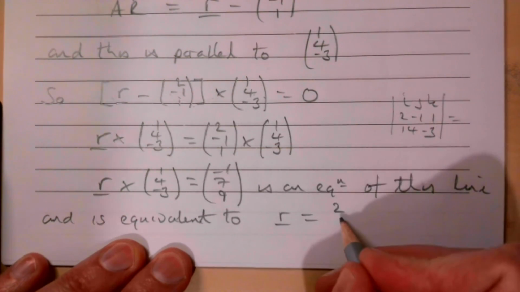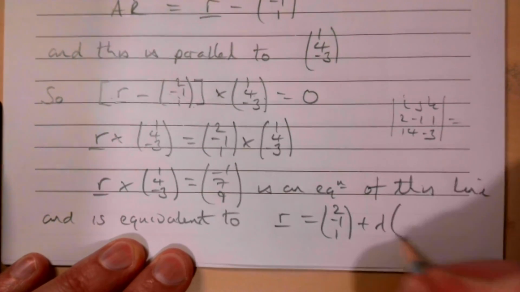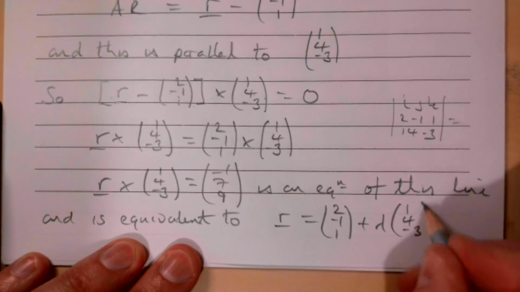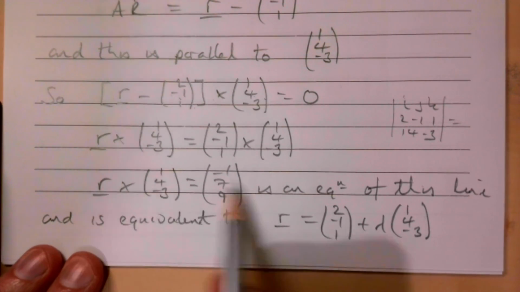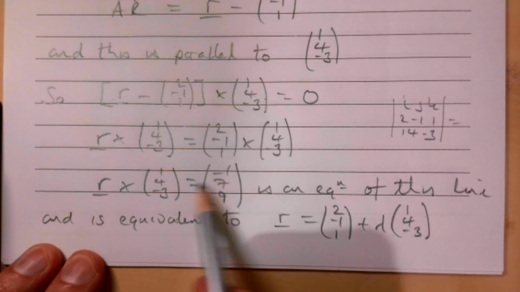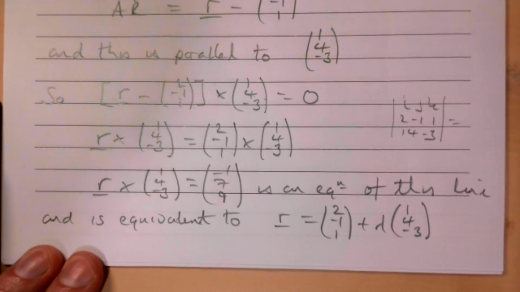So remember our a was (2, -1, 1) plus lambda times (1, 4, -3). So this is our new form, r cross this equals this. It's an equation of this line, and it's equivalent then to our old form, which is this.